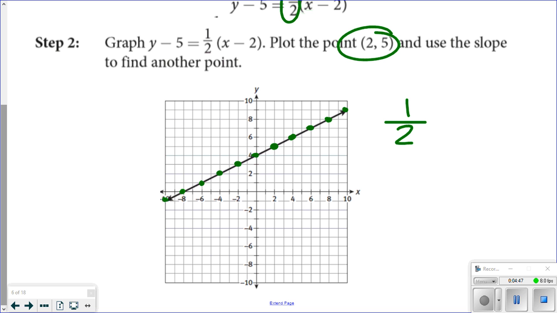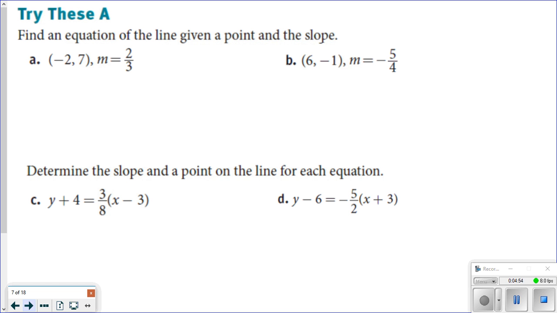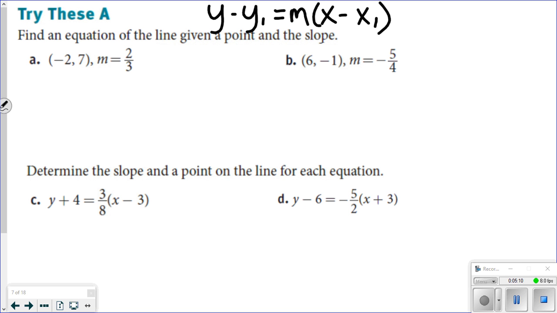Okay? Go ahead and turn the page so that we see the try these A. We're going to write the equation, and I'll put point slope up here for you so that you can see what it is. And I want you to try question B. I will walk you through question A.